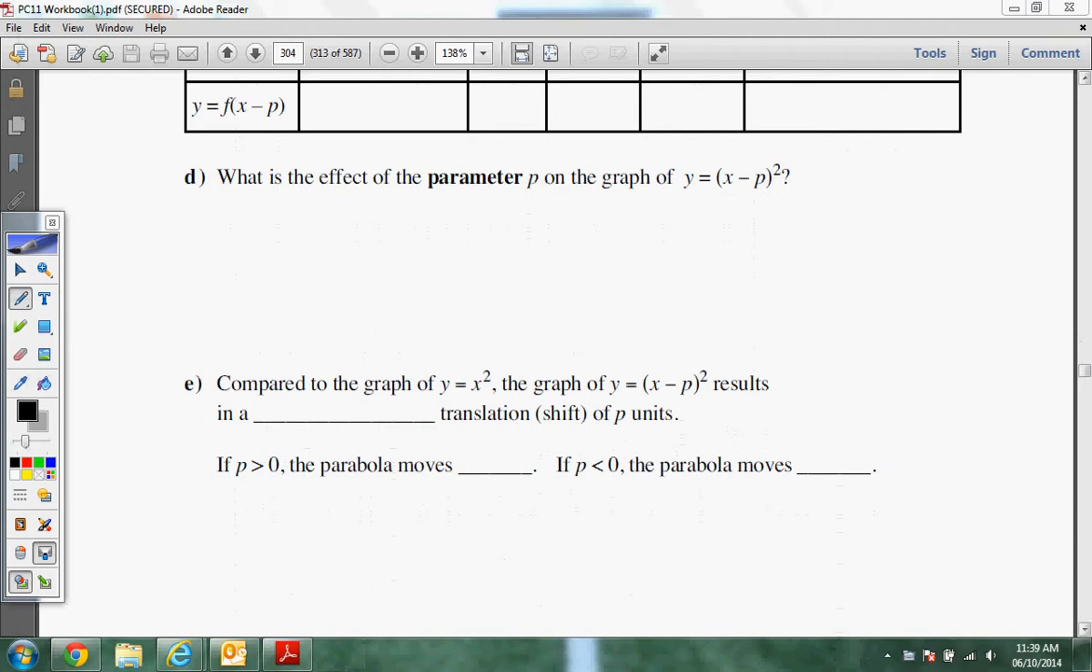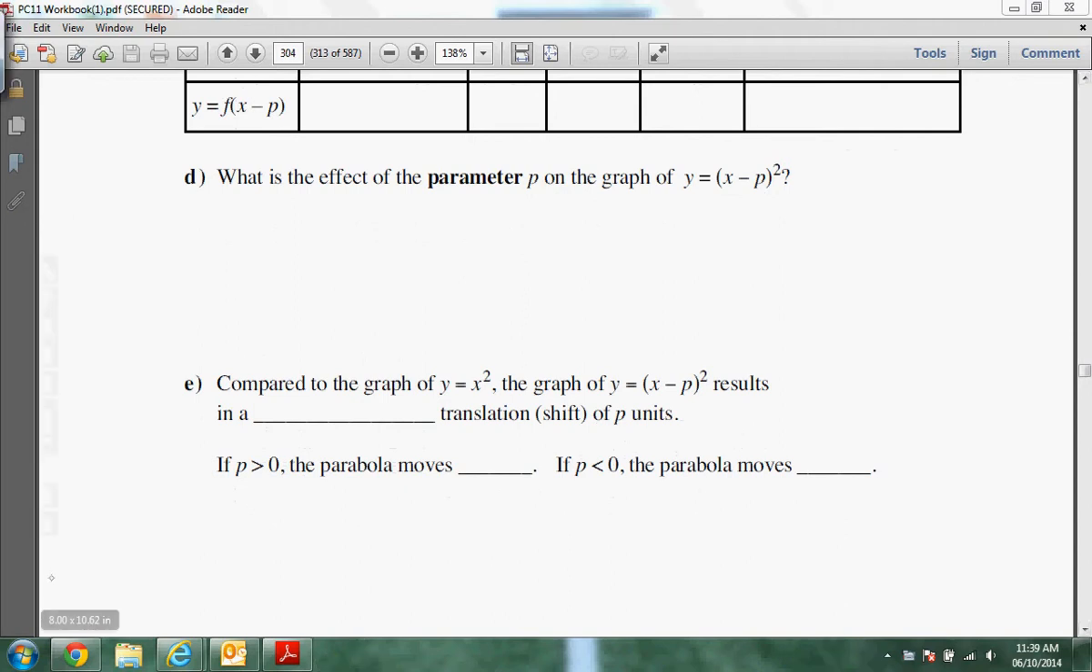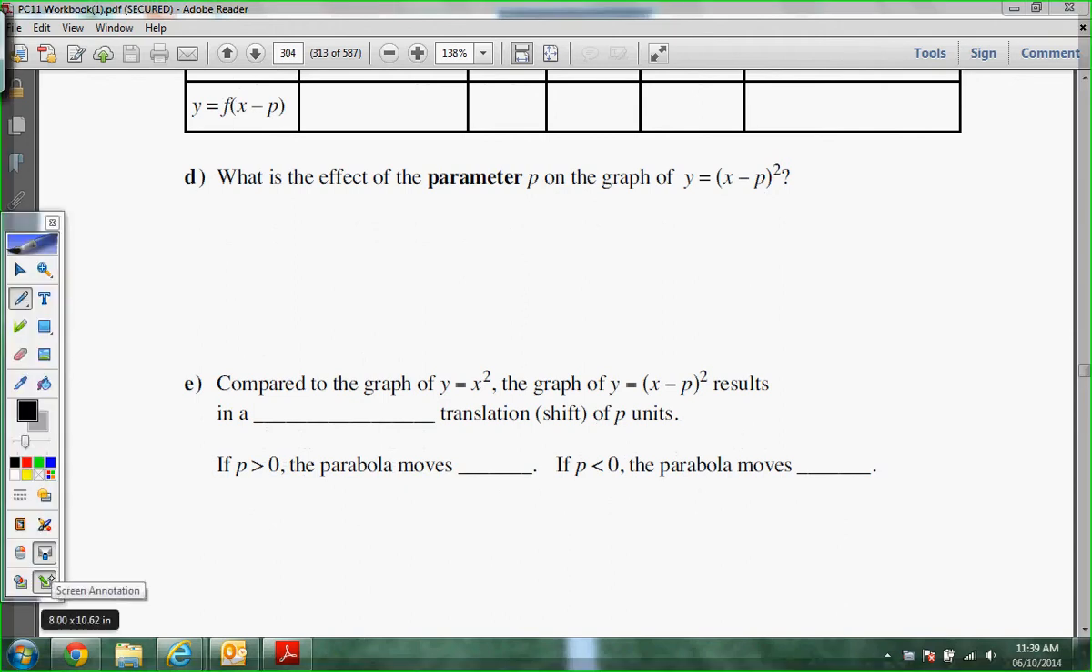Okay. So if P is bigger than 0, remember we're thinking opposite. Being the opposite, it would move left. And if it's less than 0, it would move to the right, because we're thinking it moves opposite.